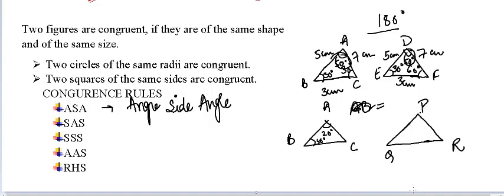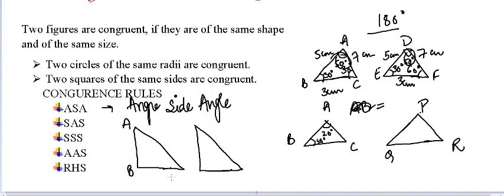Now let us move forward and see the RHS, right? What does this RHS rule say? As the name suggests, it is for the right angle triangle, right? For any right angle triangle, if you are having two right angles, triangle like ABC and DEF, if you are having two right angle triangles, right?